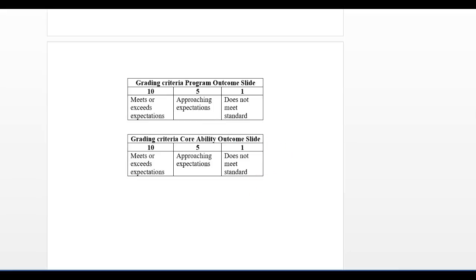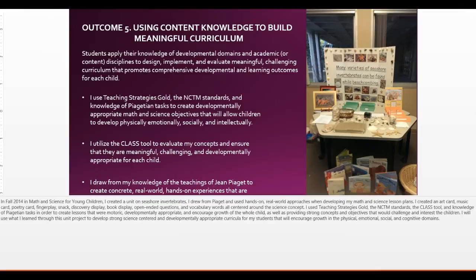Okay, now what I have for you are a couple of examples from past students who have completed this assignment in other classes. So let's take a look at those. All right, so this one is for a student who took math and science. And in that class, you'll see outcome 5 was associated with that class, using content knowledge to build meaningful curriculum.